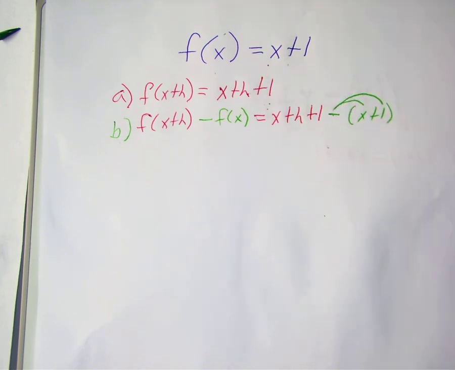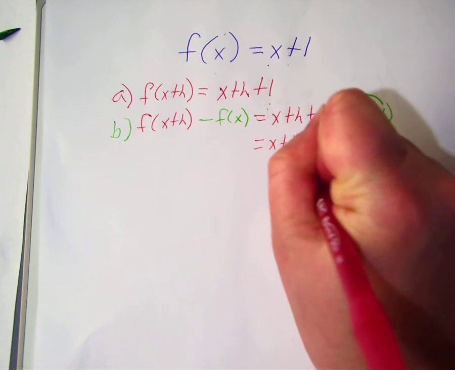I'm going to distribute that negative. I'm going to bring down the part that's already simplified.